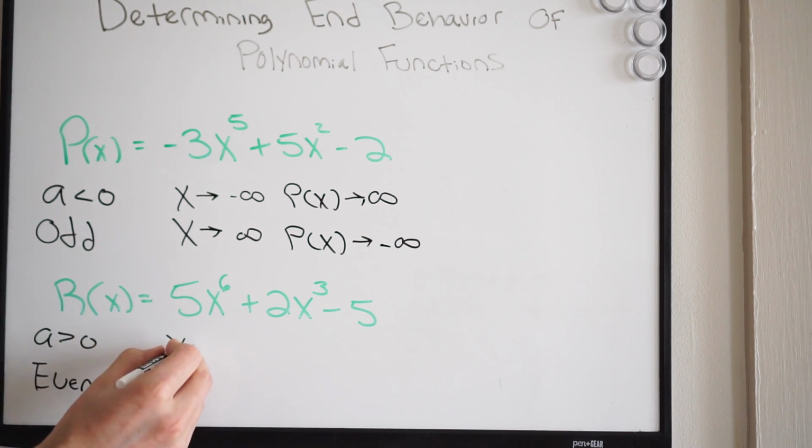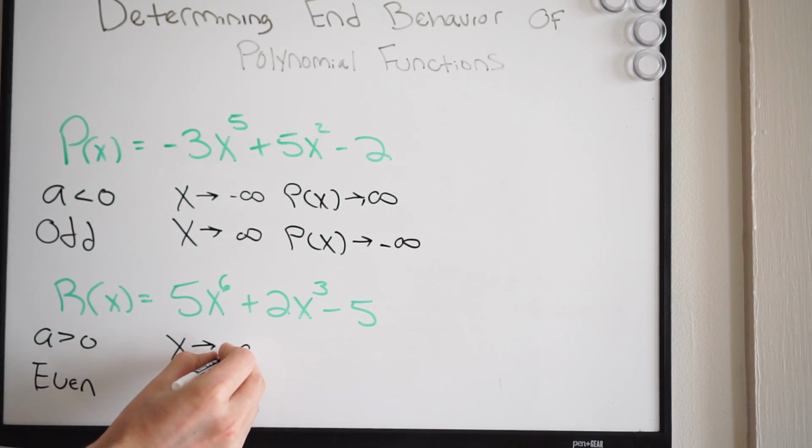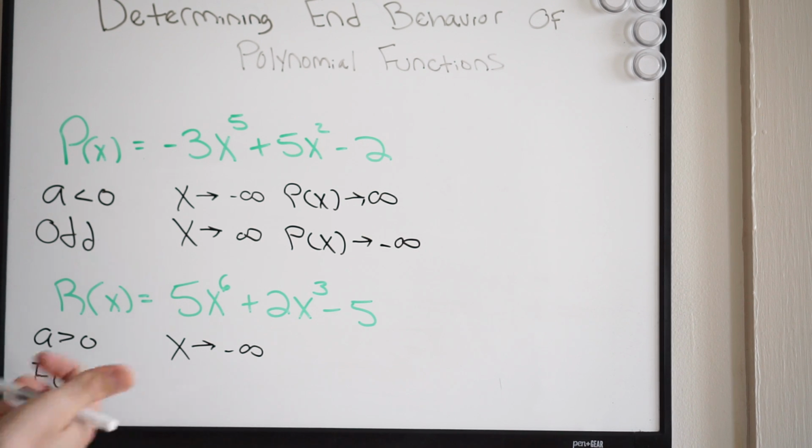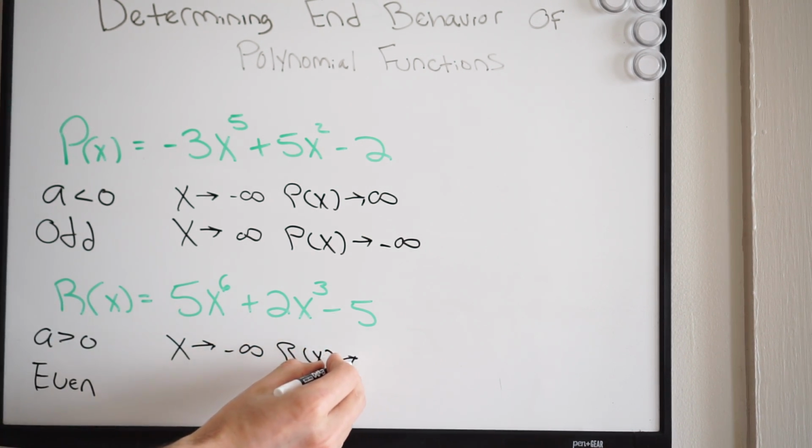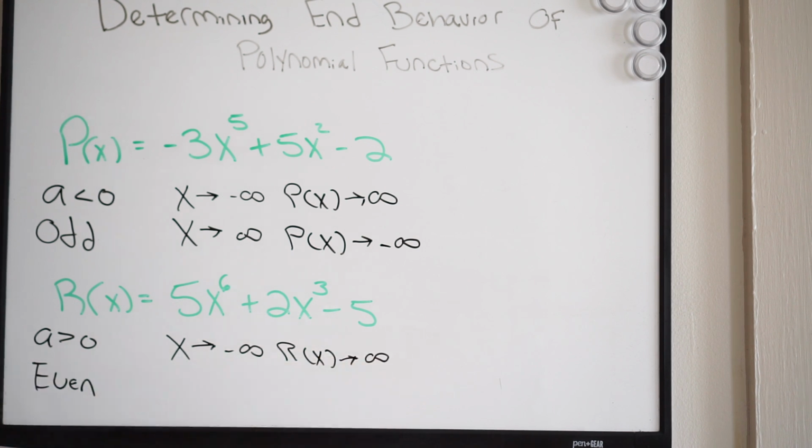So as x approaches -infinity, our function, or in this case r of x, approaches infinity. And as x approaches positive infinity, our function, or r of x, will also approach infinity. And that is it. So that is how you determine the end behavior of polynomial functions. Again, go back and look at that table so this all will make sense.